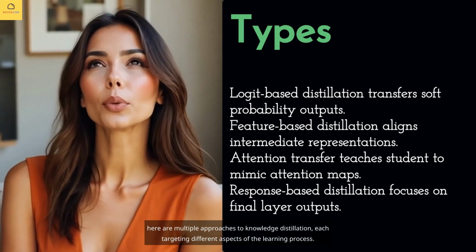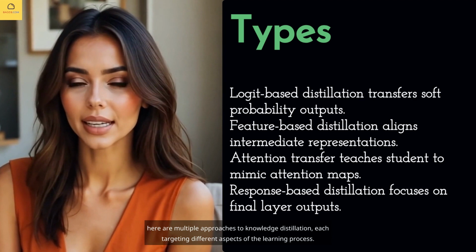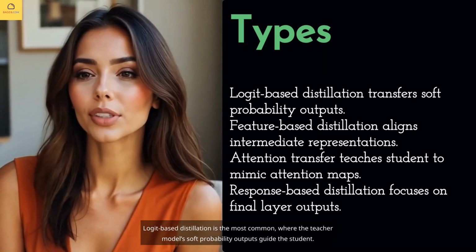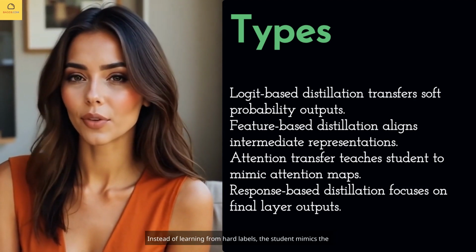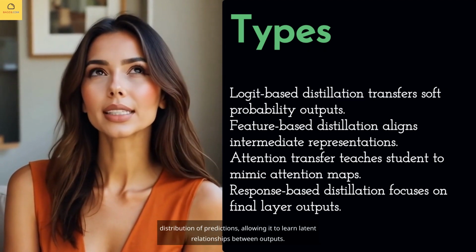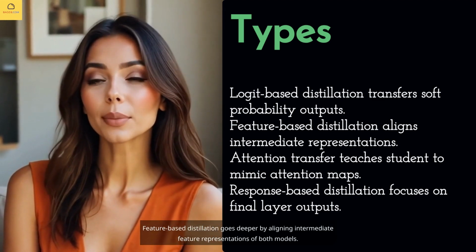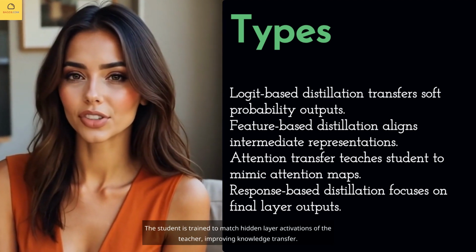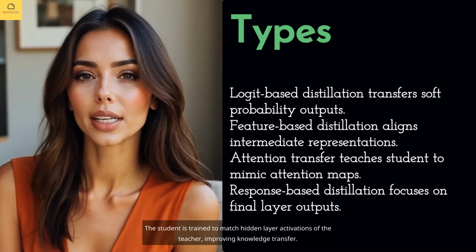Here are multiple approaches to knowledge distillation, each targeting different aspects of the learning process. Logic-based distillation is the most common, where the teacher model's soft probability outputs guide the student. Instead of learning from hard labels, the student mimics the distribution of predictions, allowing it to learn latent relationships between outputs. Feature-based distillation goes deeper by aligning intermediate feature representations of both models. The student is trained to match hidden layer activations of the teacher, improving knowledge transfer.